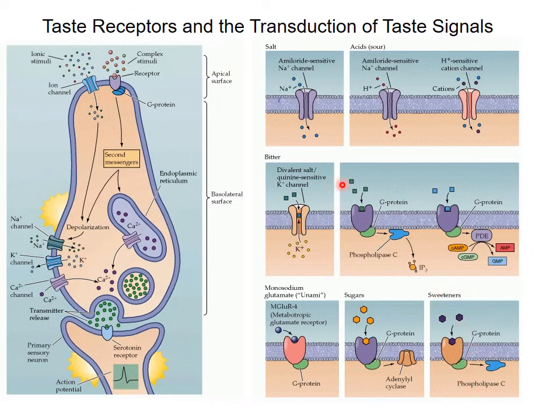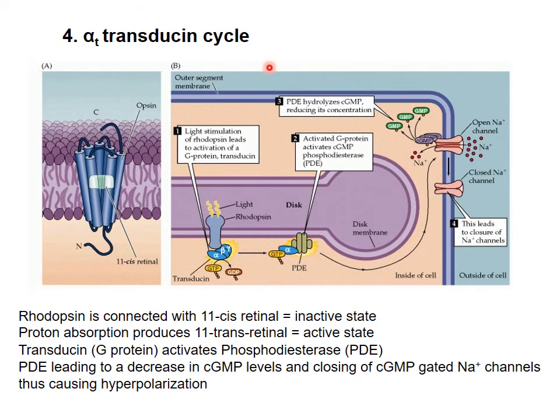The other taste receptors, such as one for sugars, are actually working through Gs, which will lead to increase in cAMP levels. But quite a few of them are going to lead to increase in phospholipase C and calcium, and also we have some that lead to activation of phosphodiesterases, which is similar to what we see in the transducin cycle. So this is again in vision.